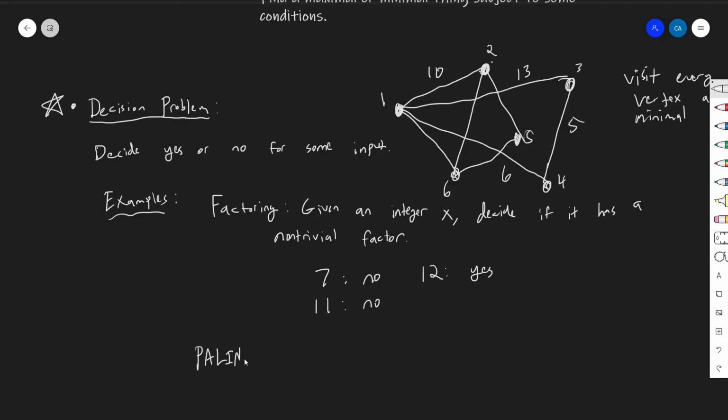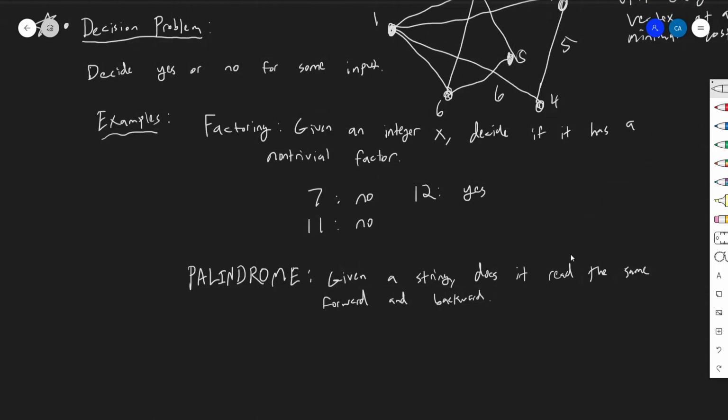Another example would be Palindrome. These are just the ones that come to my mind immediately when I think about decision problems. Given a string, does it read the same forward and backward? So that's another example.